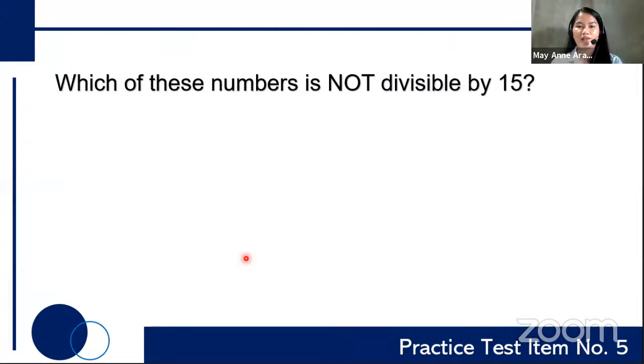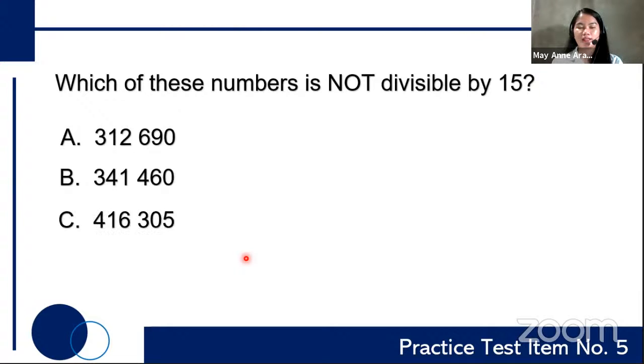Which of these numbers is not divisible by 15? Okay, challenge you not to use calculator ha. Mag-trial and error. Let us apply the divisibility rule of 5 and 3, kasi 15 yan, di ba? So it should satisfy both the rule of 3 and 5. Okay, these are the choices. You have A, 312,690. B, 341,460. C, 416,305. And D, 603,465.